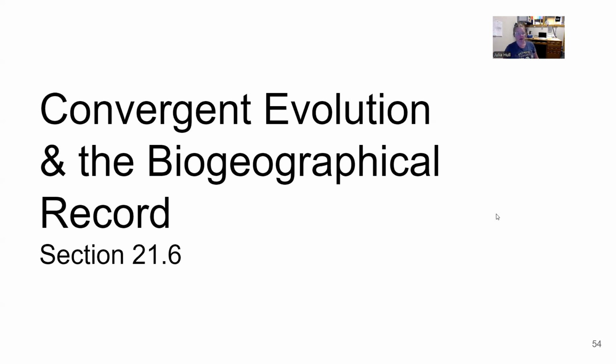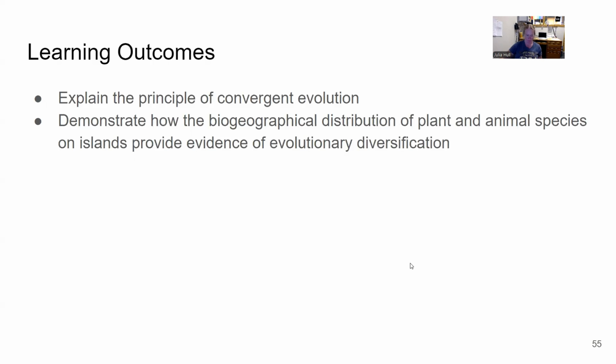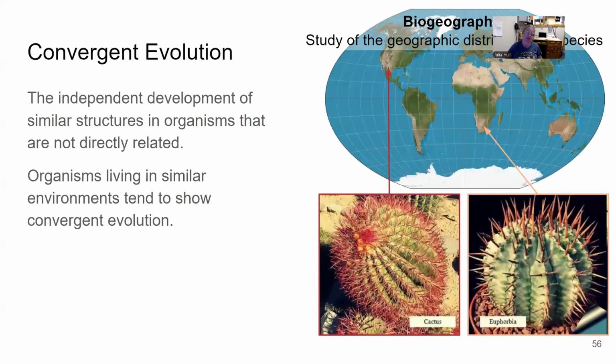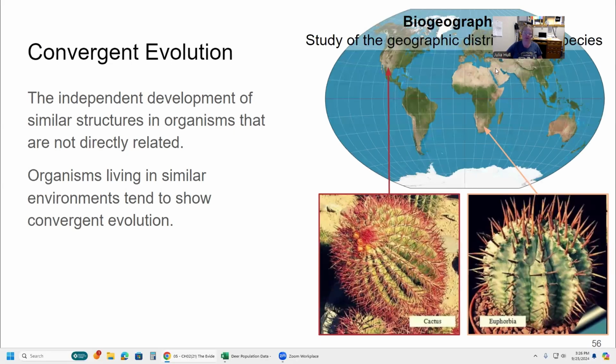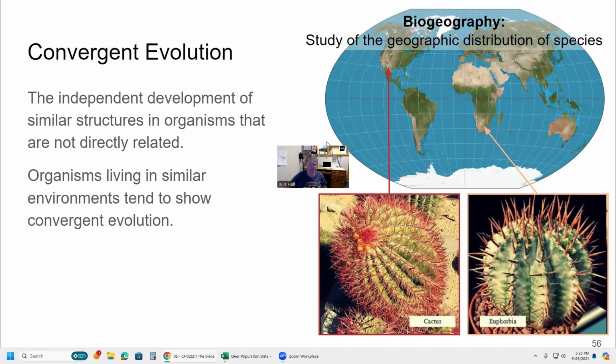The next thing that we're going to talk about is convergent evolution and the biogeographical record. We're going to talk about what convergent evolution is, and how the biogeographical distribution of species, especially on islands, provides evidence for evolutionary diversification. First, let's talk a little bit about convergent evolution.